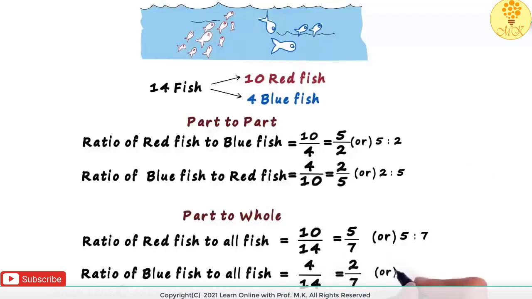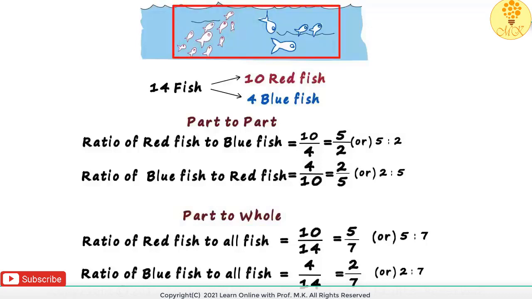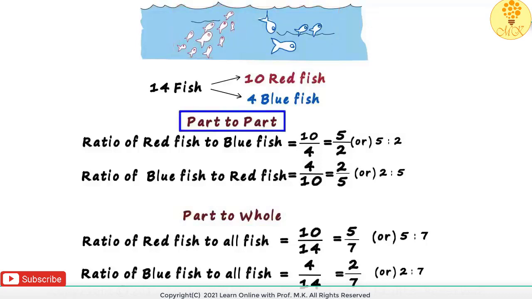The ratio is 2:7. So in these examples, we compared a part to the whole, red to all and blue to all. In the part to part type, we compared red to blue or blue to red.